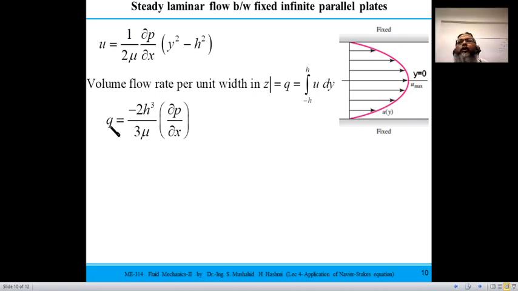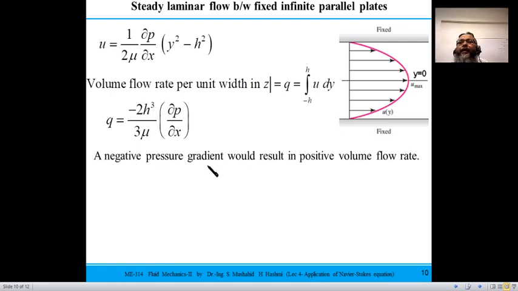So you can increase the volume flow rate either by increasing h, because more volume would come in, or by increasing the pressure gradient. Whenever you get certain results, you must be able to explain them in your own words. So you must be able to do the physical interpretation of the equations.